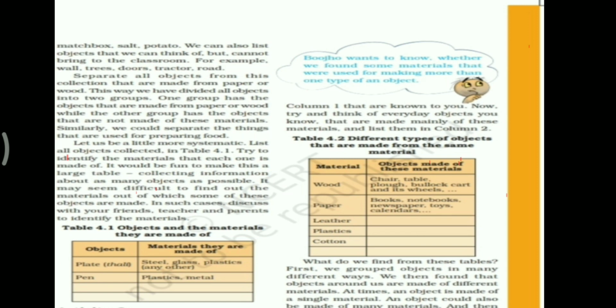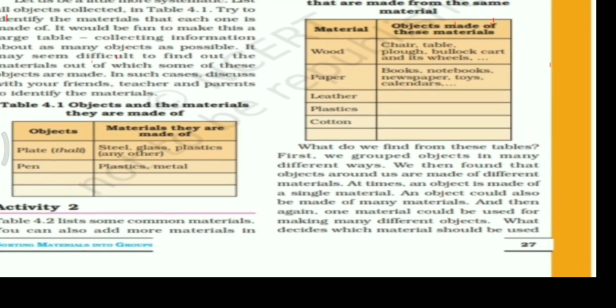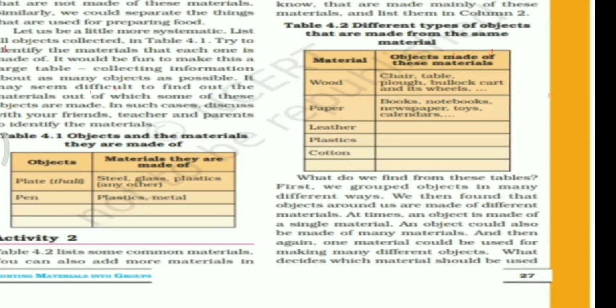Now come to the cotton. We have already talked about cotton in chapter 3. So fabric we can make from cotton. And what other thing? Mattress, pillows. So you can write anything which is coming to your mind here, and in the second column you can write the other material also.